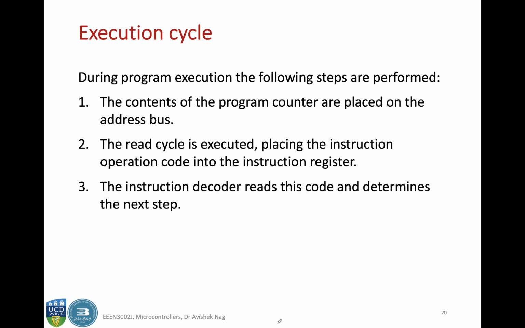So let's go through the steps of an execution cycle. Let's say you want to execute a program. During the program execution, the following steps are performed. First, the contents of the program counter are placed on the address bus. The program counter is very important when you are executing a program, because it points to the address where your code or the program is stored.